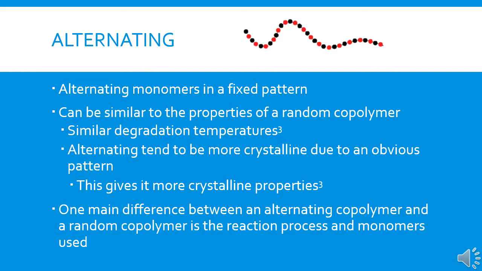Alternating copolymers are very different in structure. They have a strict pattern in which they alternate between monomers. This means that no red dots are touching red dots and no black dots are touching black dots in the photo to the right. Even though they are structurally different, many types of alternating polymers have similar degradation temperatures to random copolymers. However, they tend to be more crystalline than the random copolymers due to their structure. One big thing that causes this difference is how they are created, but we will go over that later.